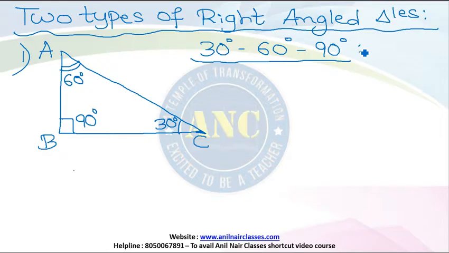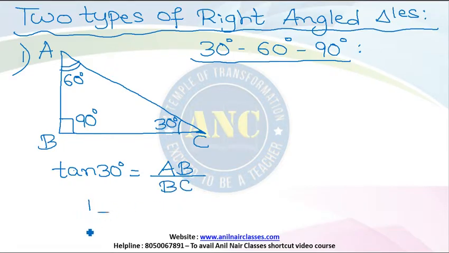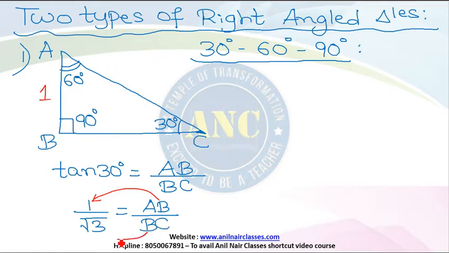Now listen to this carefully. Suppose I want to find the tangent of the angle 30. What is tan 30? Tan theta is nothing but opposite by adjacent. The opposite side of 30 degrees is AB. The adjacent side of 30 degrees is BC. It is AB divided by BC. The tan 30 value is 1 by root 3, which is AB by BC. That means AB value is 1 and BC value is root 3. Now, if AB is 1 and BC is root 3, how do we find the hypotenuse?